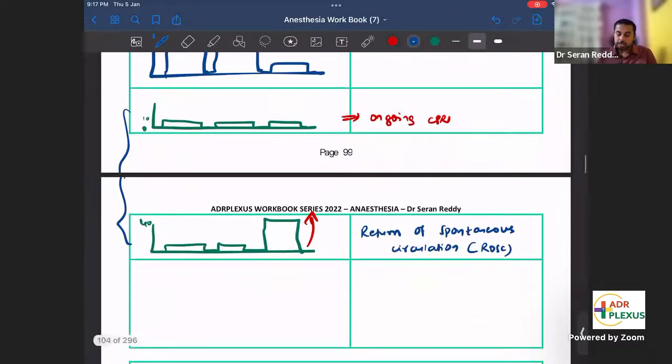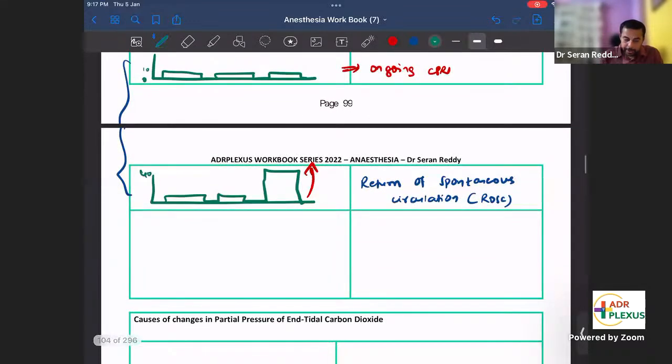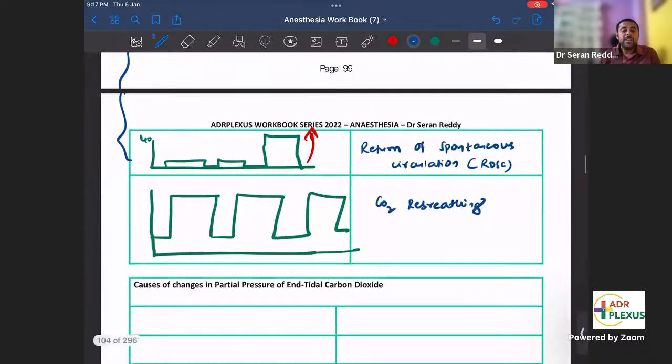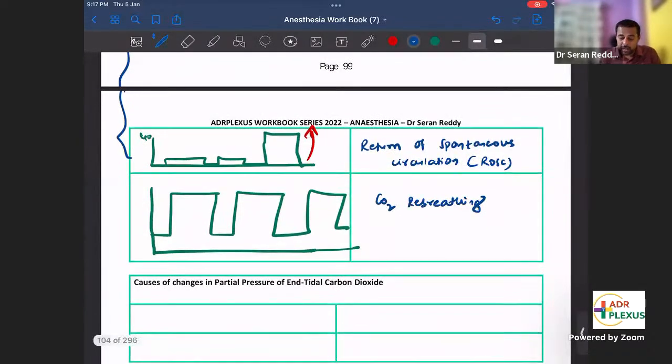ROSC. And another waveform: if the capnogram wave doesn't touch the baseline, that indicates CO2 rebreathing. CO2 rebreathing.